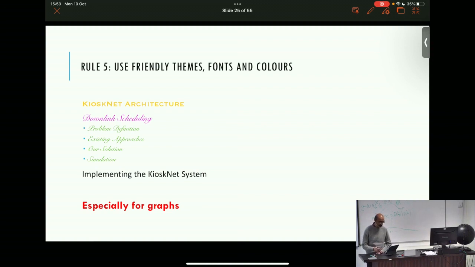So use friendly themes, fonts, and colors. If you have a chance, go to the back of the room, put up your slides, see if you can read it from the back. If you can't read it from the back, you're losing about 1/3 of the audience. Why 1/3 from the back? How many people sit in the front row of your talk?